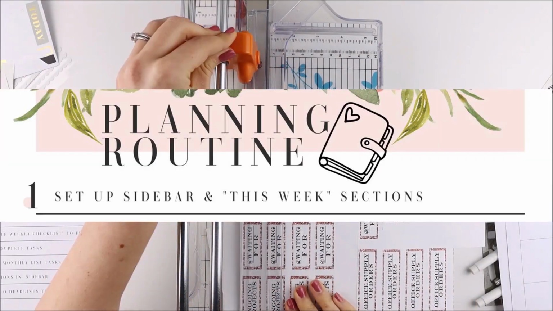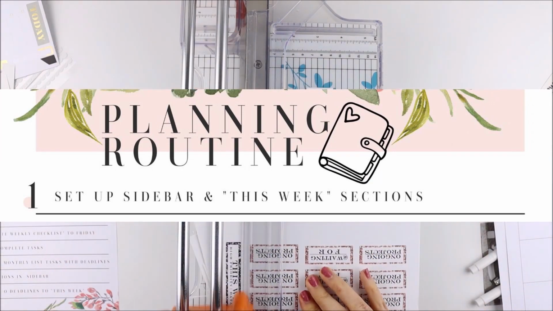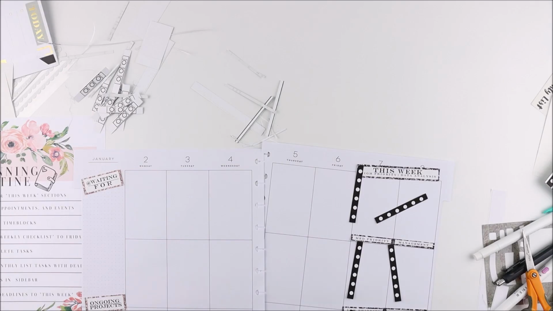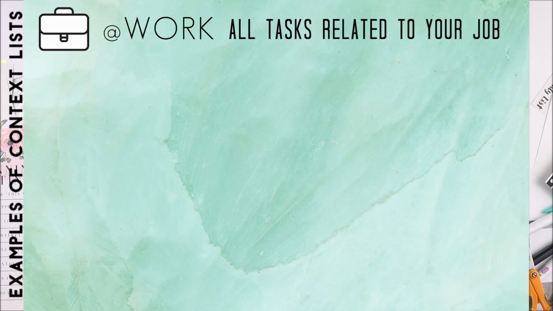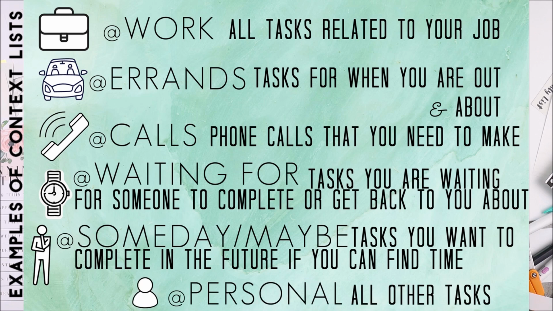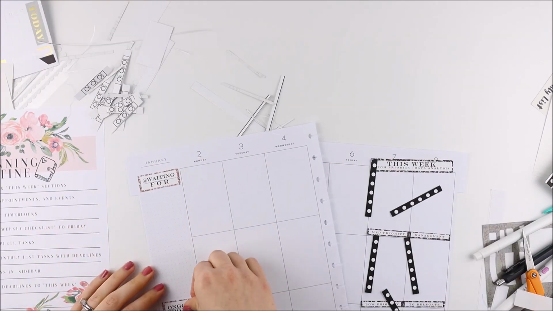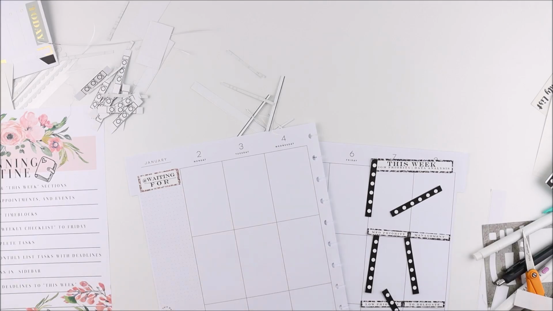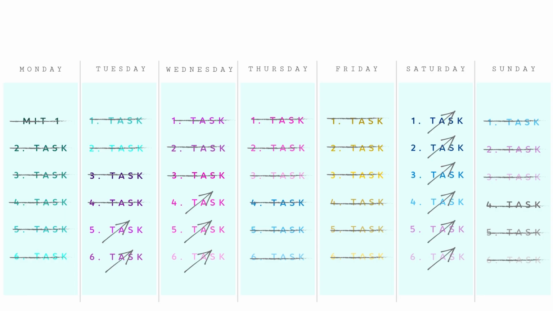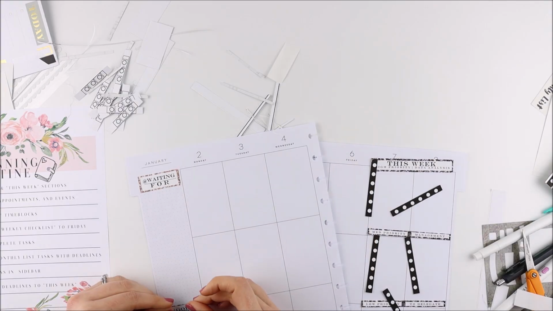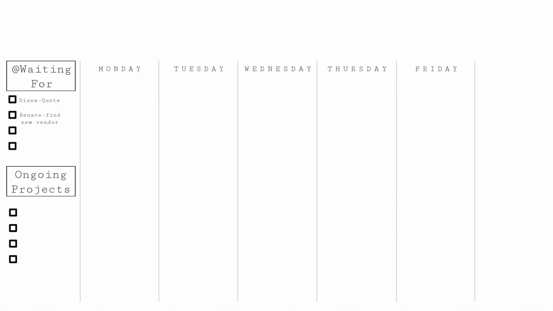Step 1 is to set up the sidebar, which contains an ongoing projects and at waiting for section. So the first section is called at waiting for, which is a context list like the ones that David Allen discusses in his book, Getting Things Done. Essentially, these are tasks that I'm waiting for someone else to complete before I can move on to the next step. I usually work on this list on Friday as I'm migrating incomplete tasks to the following week. I send out quick emails before migrating them to the next week.